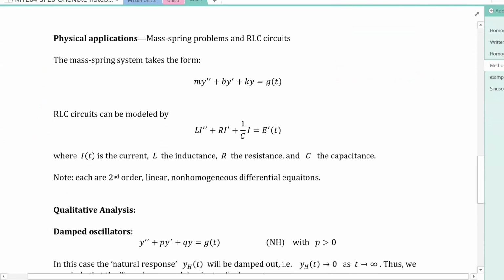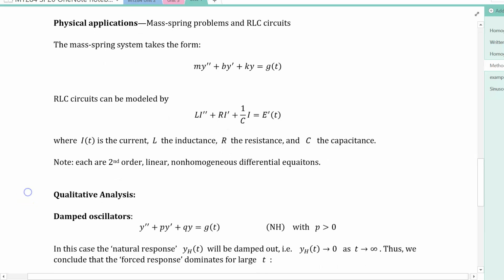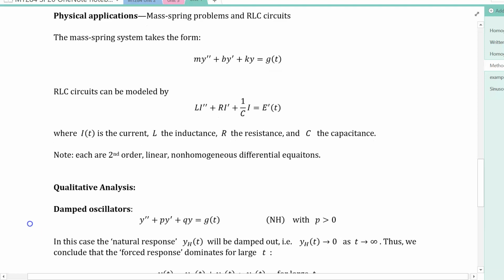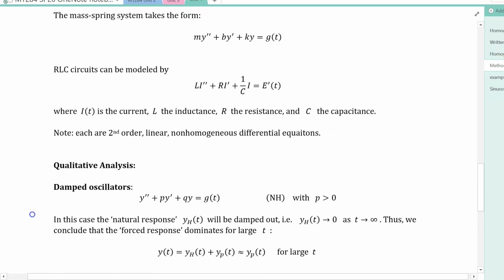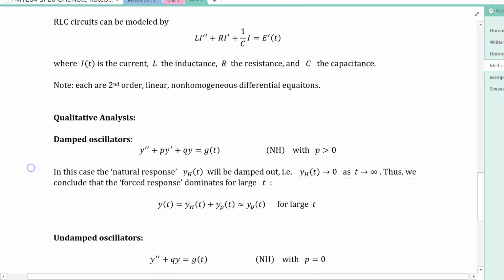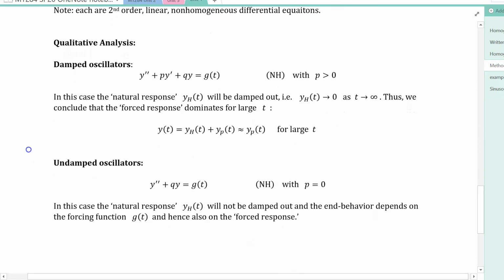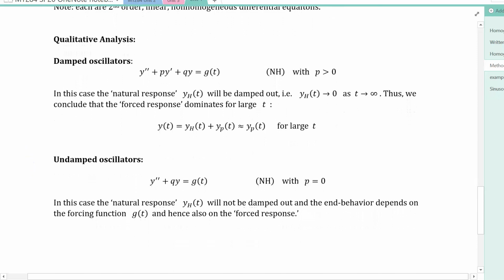If we look at the mass spring system or even an RLC circuit, they can be modeled by second order linear constant coefficient differential equations. So they fit into the mold we're talking about here. Now, if we were dividing through by the mass or by the inductance in these equations, we would get a similar looking equation to what we have down below. We're going to see in the rest of chapter 4 that we're going to break these into two types, either damped or undamped harmonic oscillators.